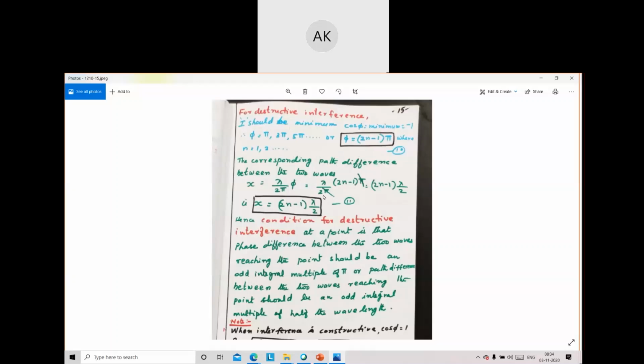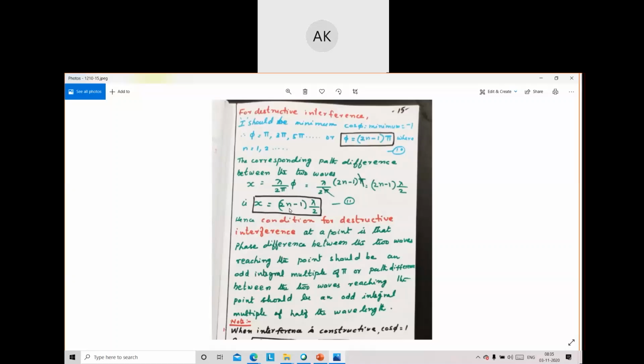Then what is the path difference? We already got the equation for finding the path difference; always remember this equation: x equal to lambda by 2 pi into phi. That is the relation connecting path difference and phase difference. Here phi is (2n minus 1) into pi. Pi and pi get cancelled. We get (2n minus 1) into lambda by 2. So the condition for path difference we got.